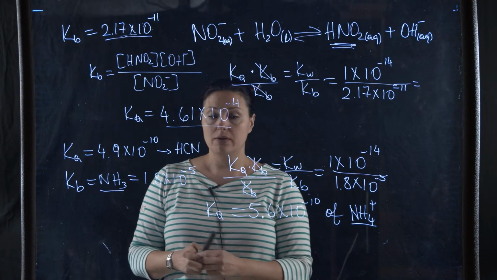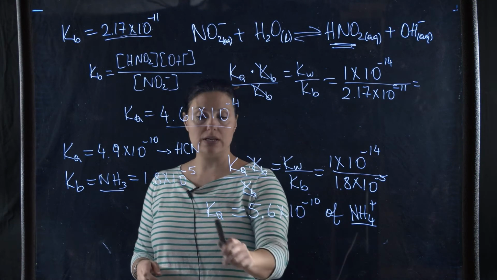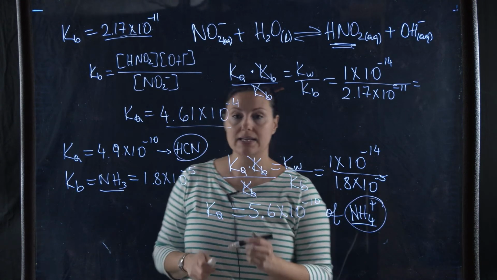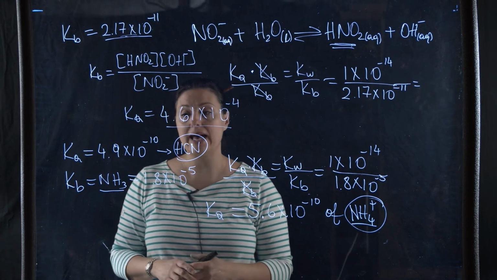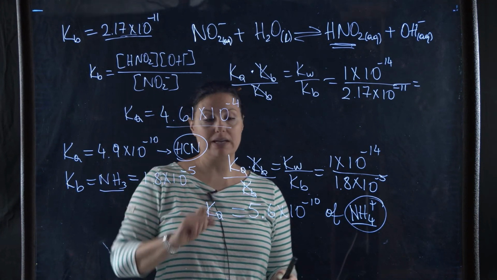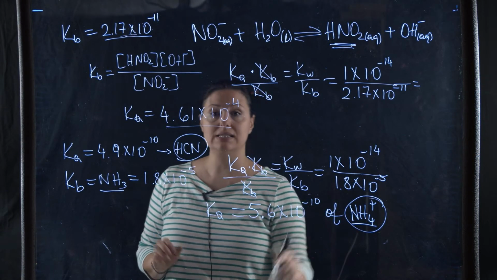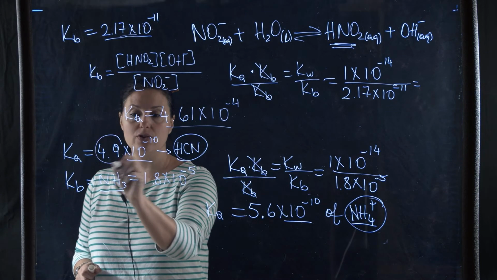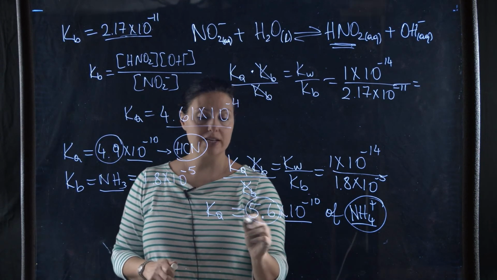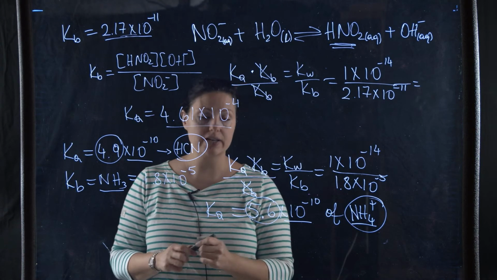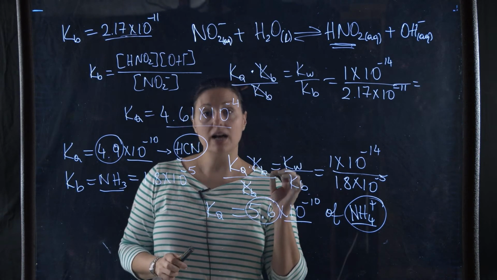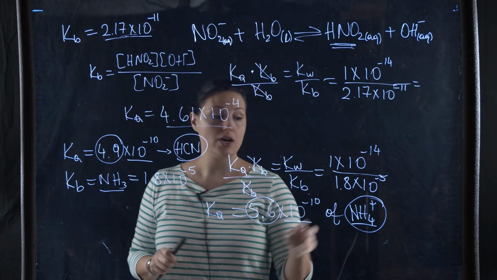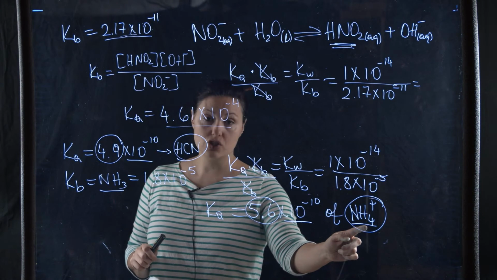Now, I'm told to compare the Ka values between these two acids, so HCN and NH4 plus, and figure out which one is the strongest acid. Well, this is 4.9 times 10 to the minus 10. This is 5.6 times 10 to the minus 10. This part is the same, but this value is a little smaller than this value, which tells me because this has a slightly higher Ka value, this is a little bit stronger of an acid. Remember, the higher the Ka value, the stronger the acid. So between these two, this is a stronger acid.